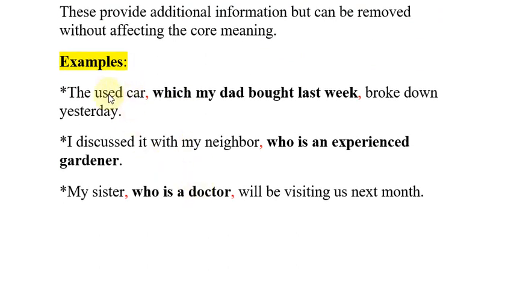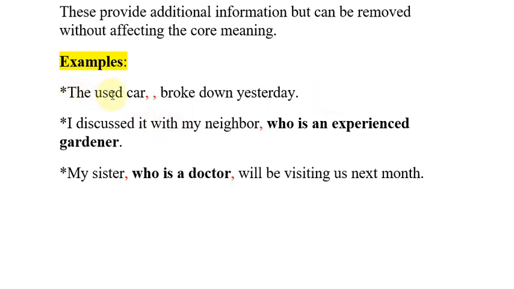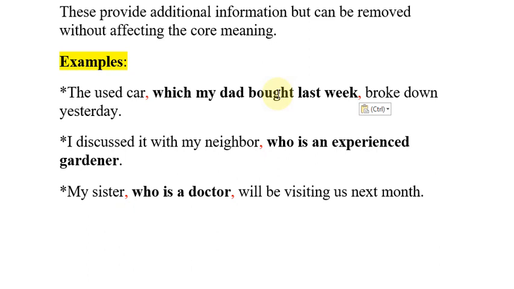The first example: the used car, comma, which my dad bought last week, comma, broke down yesterday. Well, this is the actual sentence. Let me remove it. The used car broke down yesterday. Okay, we're not talking about the new car. We're talking about the used car. So the meaning is quite clear. Now this one only adds extra information. It provides additional information. The used car, which my dad bought last week, broke down yesterday.